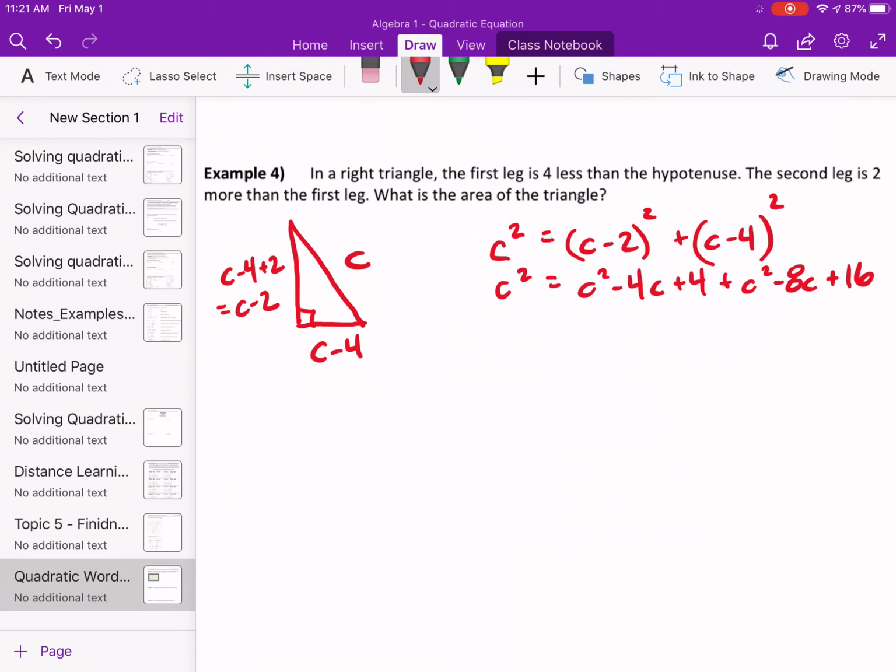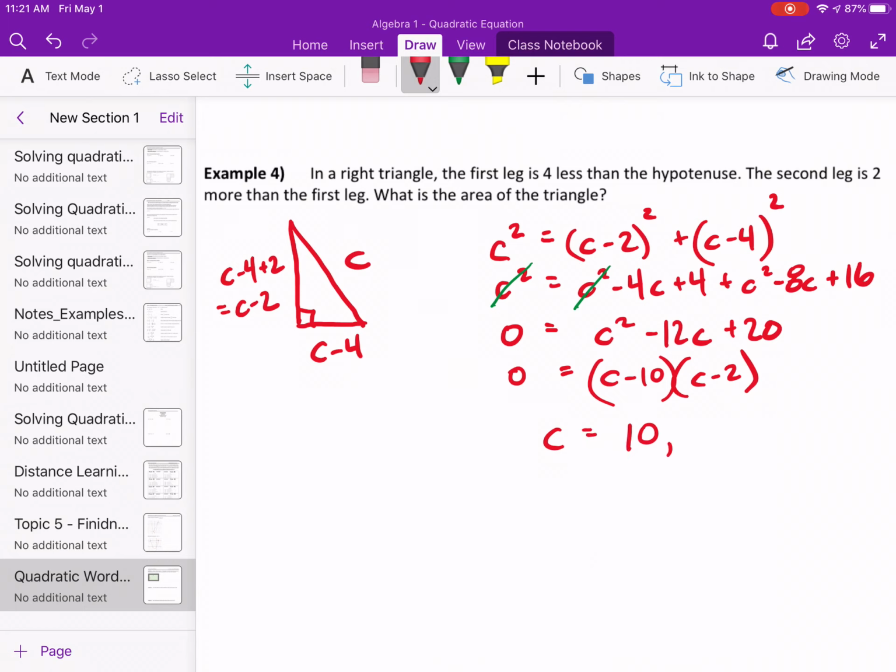I'm going to have to collect my like terms. Right away I see I've got a C squared here and a C squared there. So I can simplify that. Then when I collect my terms, I've got 0 equals C squared minus 12C plus 20. It actually simplifies quite nicely. And this should be factorable. Multiplies to give 20, adds to give negative 12. Looks like -10 and -2. Which means my solutions are 10 and 2.